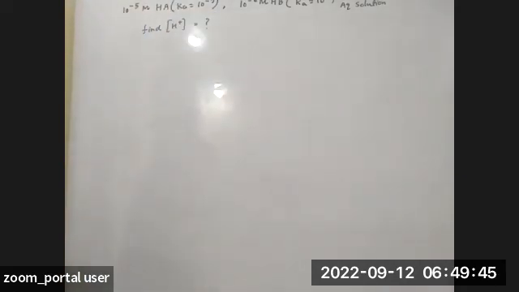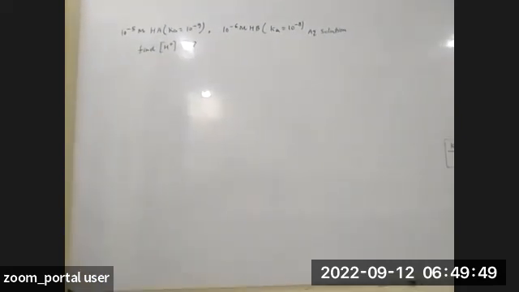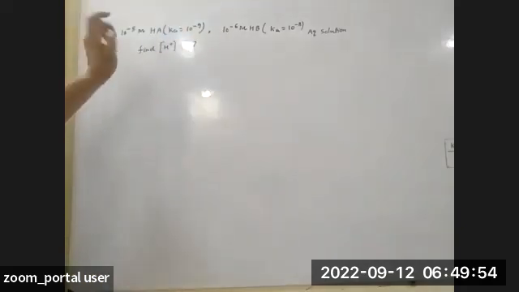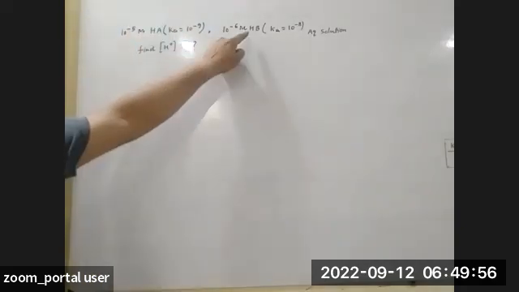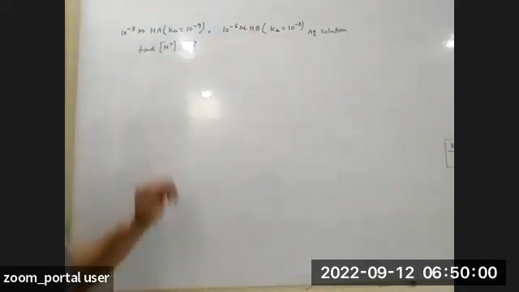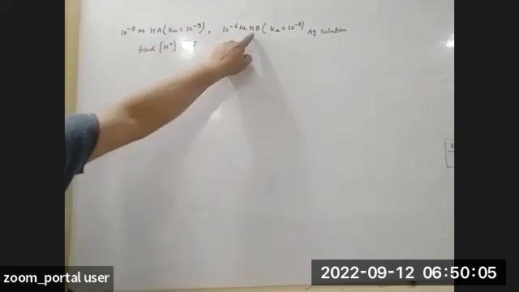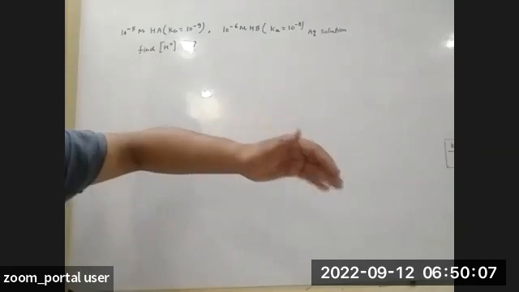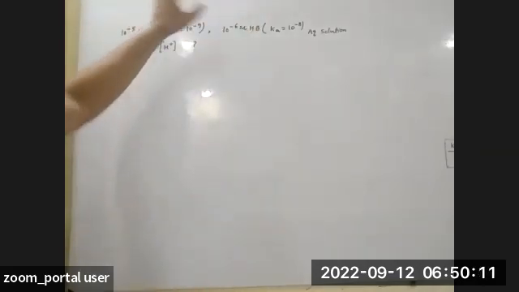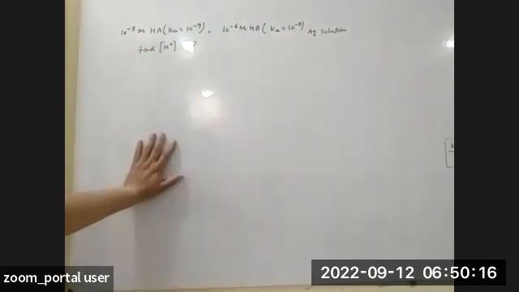Solve this problem. In the solution, there are two weak acids. One weak acid is HA, another weak acid is HB. So in one solution, HA and HB both are present. The concentration of HA is 10 to the power minus 5 and the concentration of HB is 10 to the power minus 6. Both Ka for HA and Ka for HB are given. Find the pH of the aqueous solution.